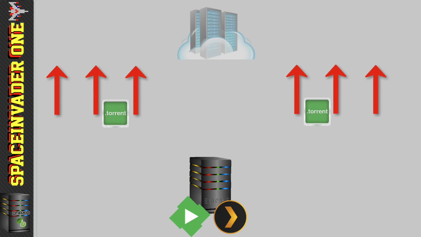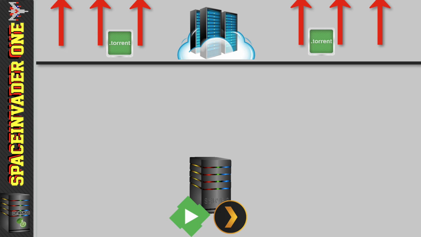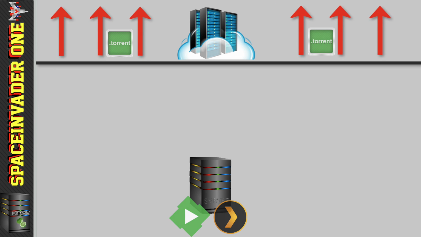So by doing the torrenting on a Seedbox, you're leaving the bandwidth on your home connection free to do what you want to be able to do. And also the Seedbox is on 24/7, so it's always able to upload and download files whenever you want.